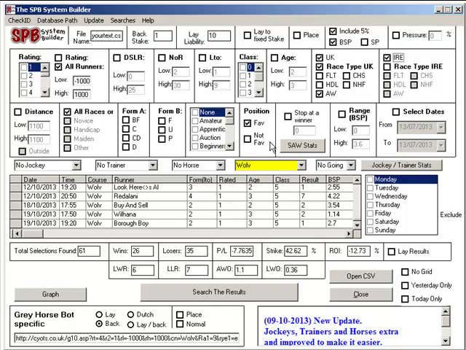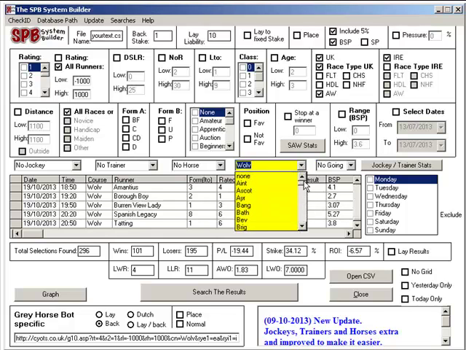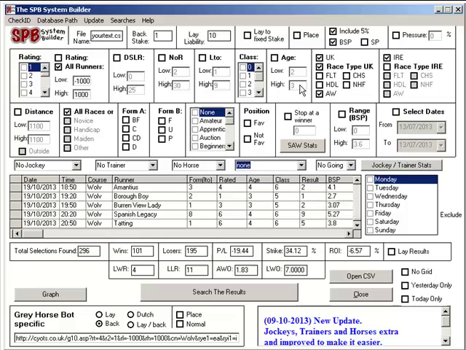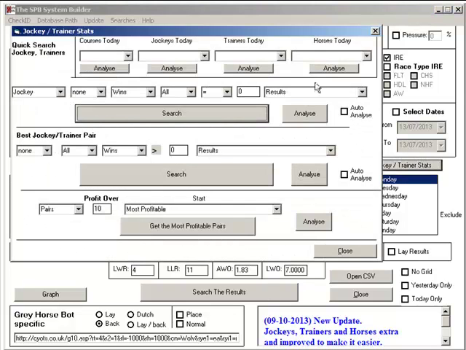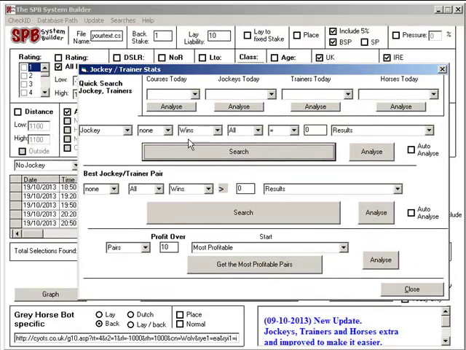And that's why I'm suggesting having a look at jockeys and trainers. So what we're going to do is take off favourites, take off Wolverhampton for the moment. So we're just on AW races, and we're going to go back to the jockey and trainer screen. And what we're going to do is have a look at jockeys, and we're not going to take a particular course.